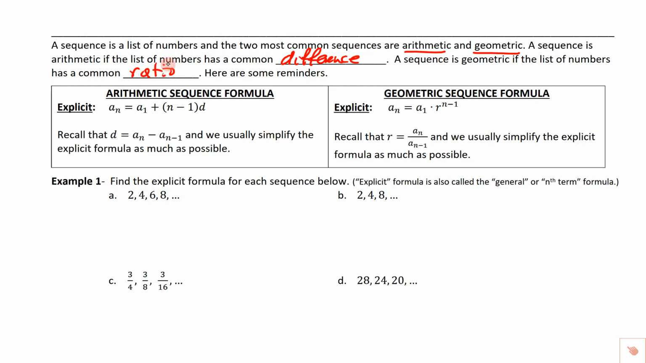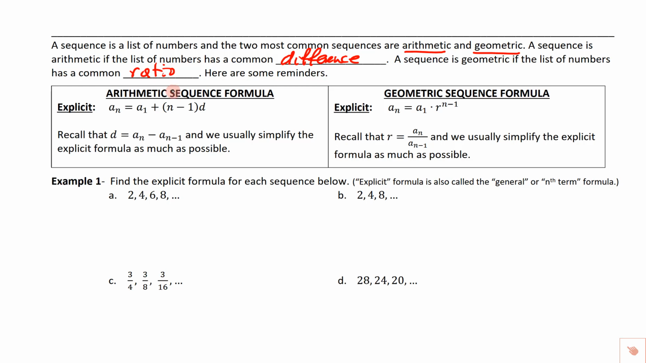So the big difference here is, you could think of it this way. We're adding and subtracting to go from one to the next if it's arithmetic. We're multiplying, and we always think of it as multiplying when we're doing geometric ones. We don't think of it as division, even if it is getting smaller. So arithmetic is going to have a common difference, a positive difference if they're getting bigger, a negative difference if they're getting smaller, if we end up subtracting, if you want to think of it that way.